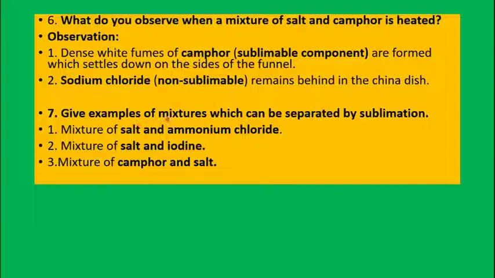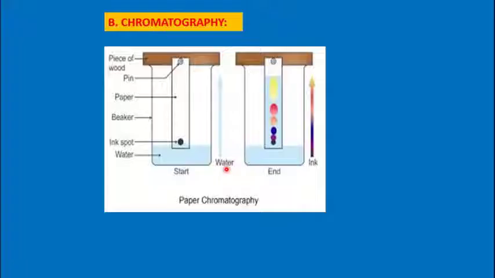Next is, give examples of mixtures which can be separated by sublimation. Salt and ammonium chloride, a mixture of salt and iodine, and a mixture of camphor and salt can be separated. All these substances can be separated by using this simple technique known as sublimation.